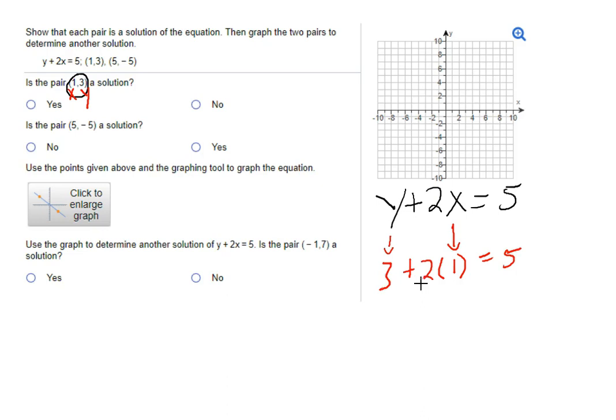So we get 2 times 1, which is 2. And then 3 plus 2 equals 5. That is true, right? We get 5 equals 5. And so it works out. It's a true statement, which means, yes, this is a solution.